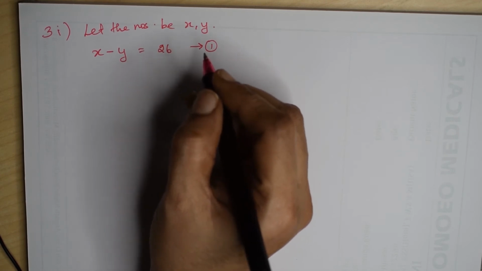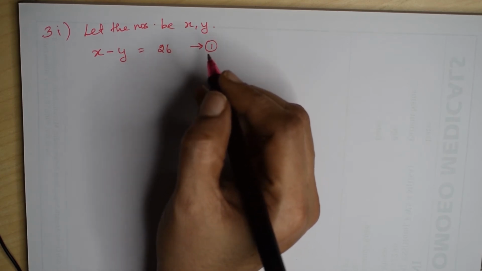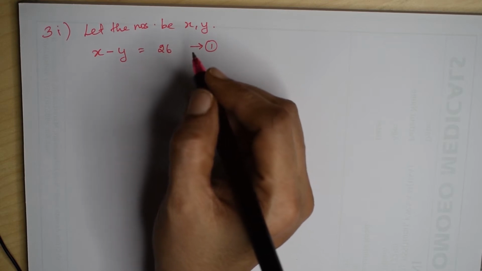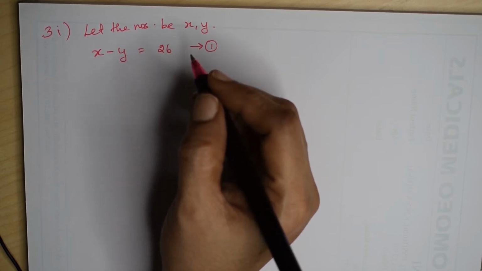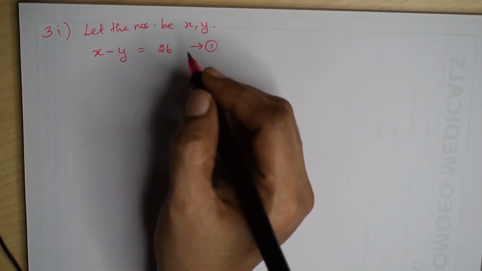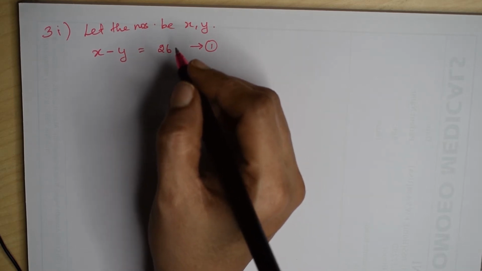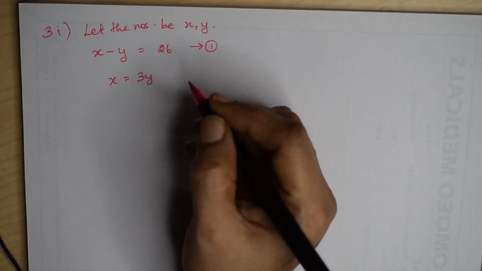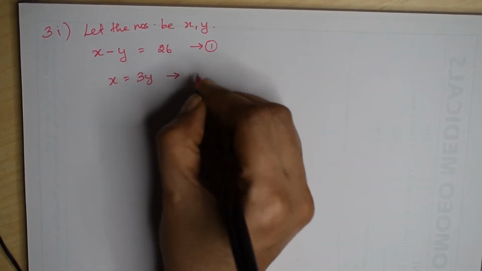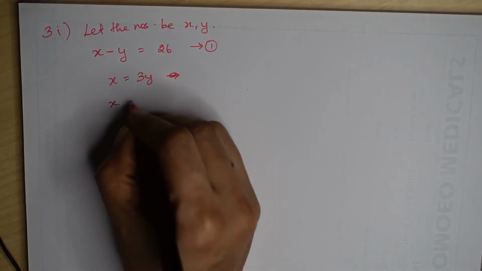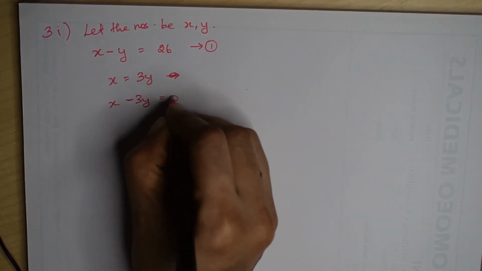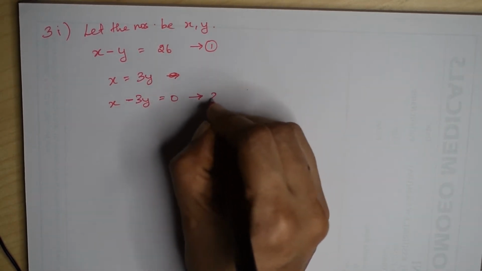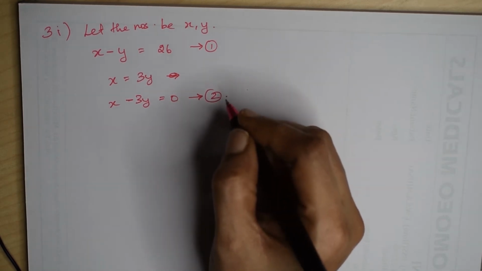And the second part they have given us is one number is 3 times the other. We don't know which number is the bigger number. So we can consider any number as the big number, and we will say x is equal to 3 times, so x is equal to 3y, simple. And to make it a proper equation, I bring 3y to the left hand side and equate it to 0. So this becomes my second equation.